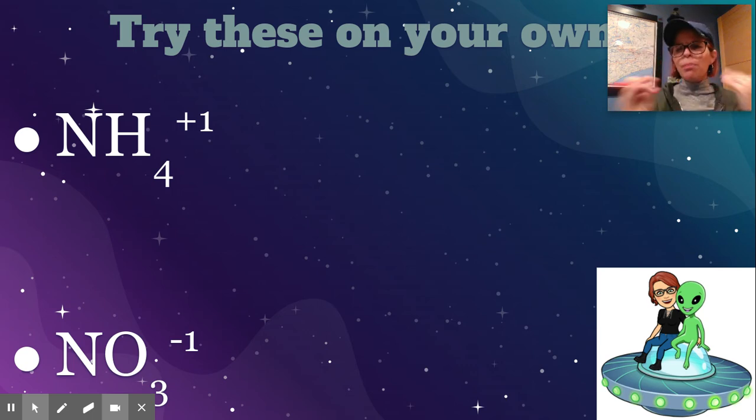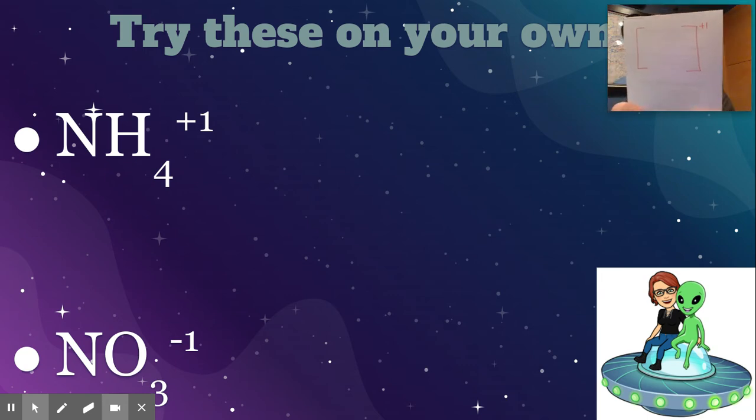All right, I want you to pause me right now and try drawing these on your own. I'm going to show it to you like this. When it says the brackets, you draw the brackets like this. So you're going to put NH4 inside the brackets. You're going to have an N with 4 H's, and you're going to put that inside of the brackets.